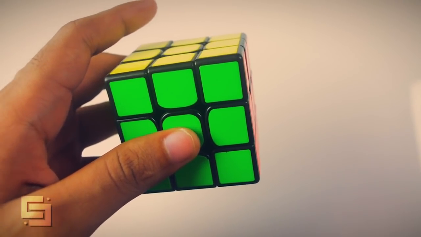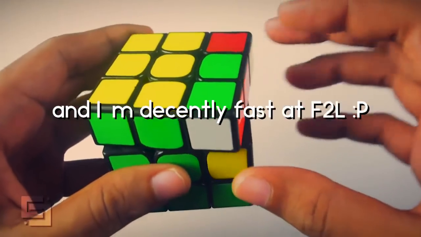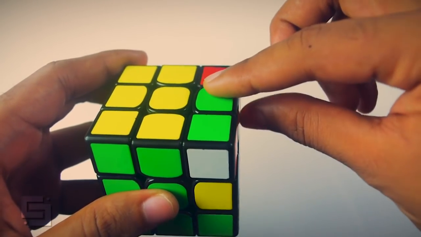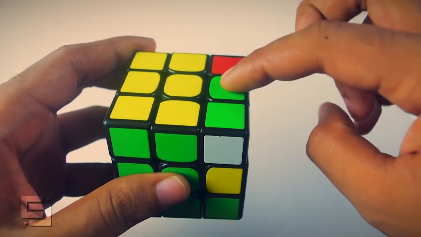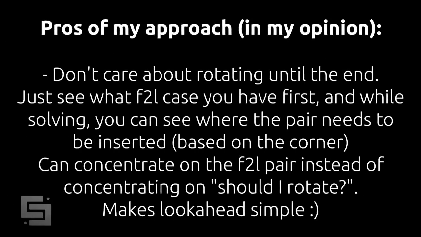And I don't know if this is a faster F2L lookahead technique or not, but this is how I do it, and this is really easy. You just have one look for determining what corner case you have. You have a second look for determining if you have a matching case or non-matching case, and then you can just solve your F2L pair. And the other advantage of this is that you don't have to worry about rotation until the end where you have the pair made up. And the headache of whether I should rotate or not is made simpler since while you are solving the F2L pair, you can see if you have to rotate for the case or not.